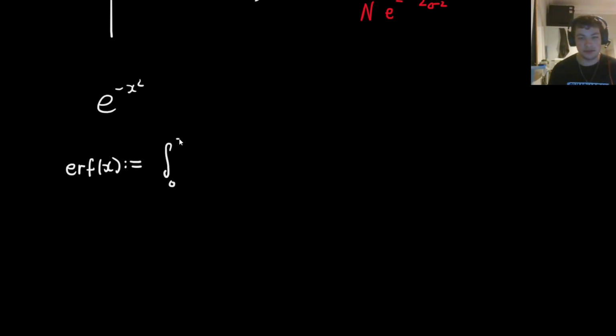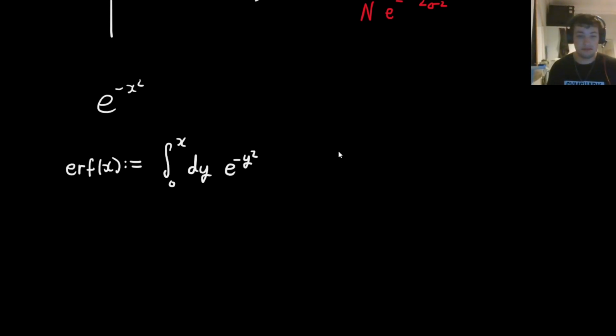So one of the problems with e to the negative x squared is that we can't find an indefinite integral for it. One exists, it's called the error function. So erf of x is a function which is actually defined to be the integral from 0 to x, and then we'll say dy, e to the negative y squared.